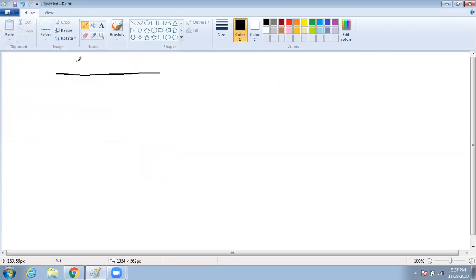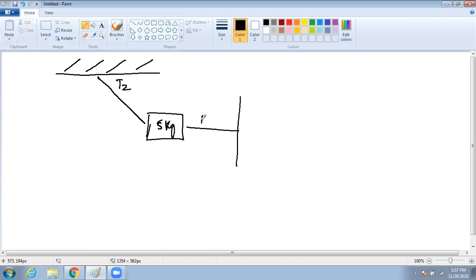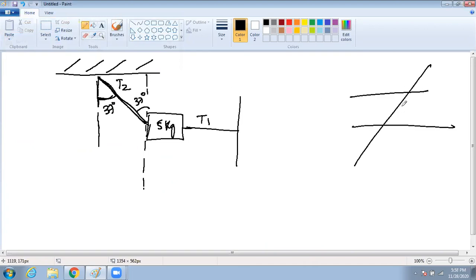The figure is like this. This is T2, this is T1. Understood? So this is the angle. Ideally the T2 should have been straight, but it is at an angle, 37 degree. So this is T2 sine. If you draw a parallel line here, this is also 37 degree. Why? You know, right? This angle is equal to this angle, alternate interior angle.